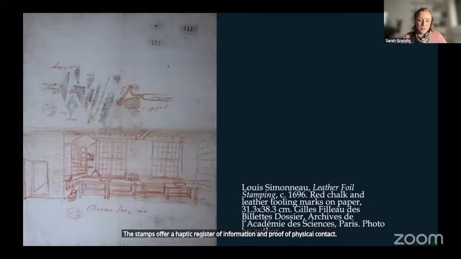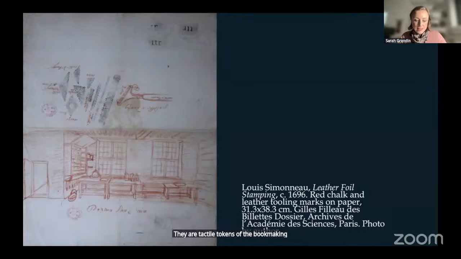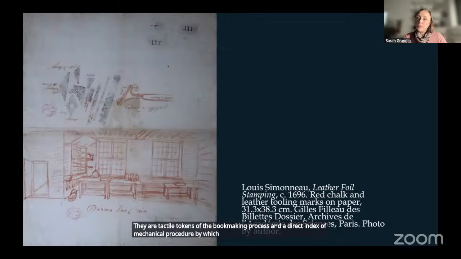Above, the characters E-T-T-R, probably excerpted from the word lettre, I imagine, the word for letter. These are smoke-proofed multiple times on the page. They are tactile tokens of the bookmaking process and a direct index of a mechanical procedure by which words become print.